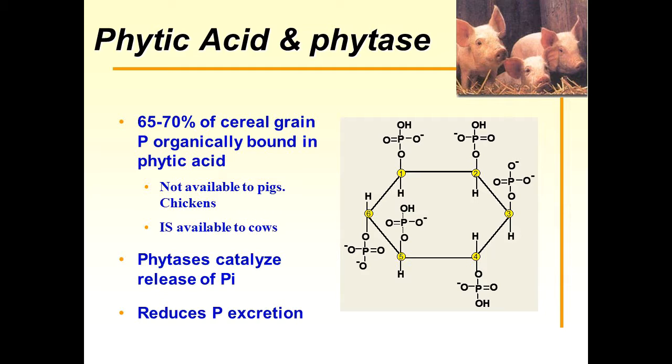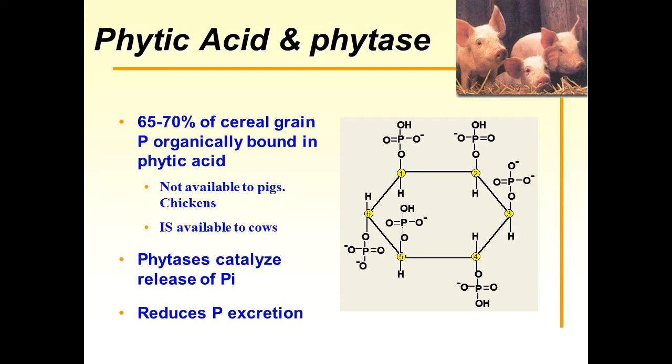Three points of clarification. The first is to be sure to distinguish between phytase, the enzyme, and phytic acid, the compound that is broken down by the enzyme. A second point, you'll see phytic acid also referred to as phytate, P-H-Y-T-A-T-E. Those are synonyms. Phytase is the enzyme, phytic acid or phytate is the compound.